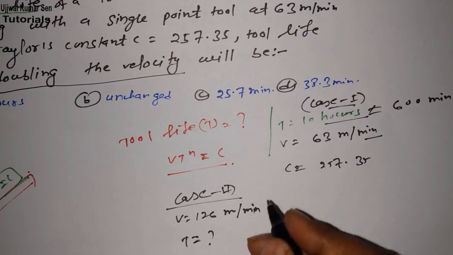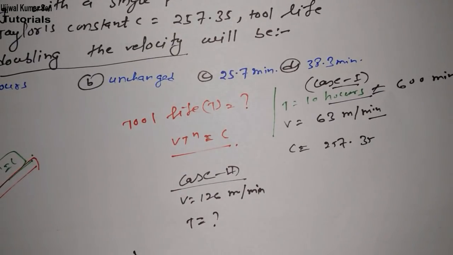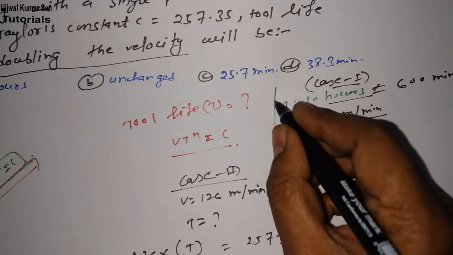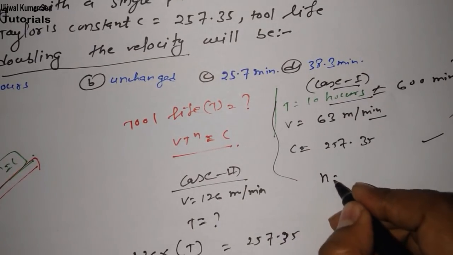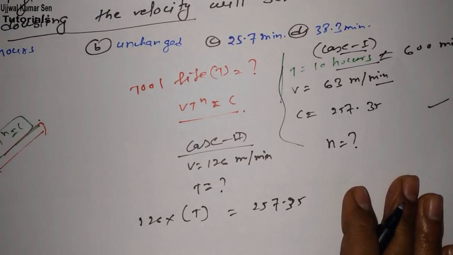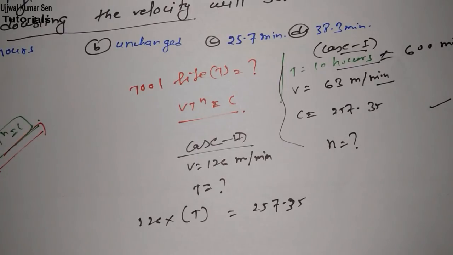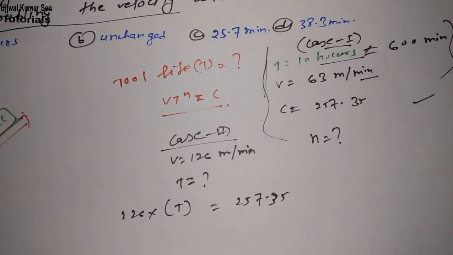With this equation, we have 126, T we have to find, n we don't know, and C is given as 257.35. Using this data, if I can find n, the tool life exponent, then I can easily find the value of T. So first of all, you have to read the question, write what you have to find out, then see what is given and what is not given, find all things together and then find the final answer. That is the key to solving numerical problems.